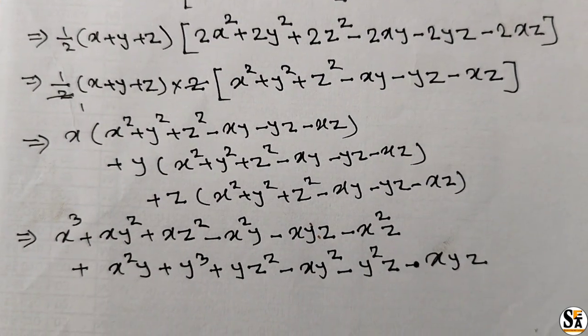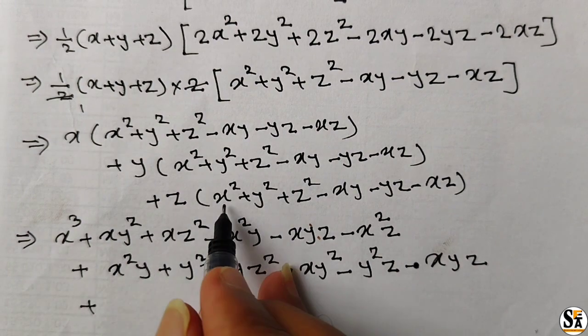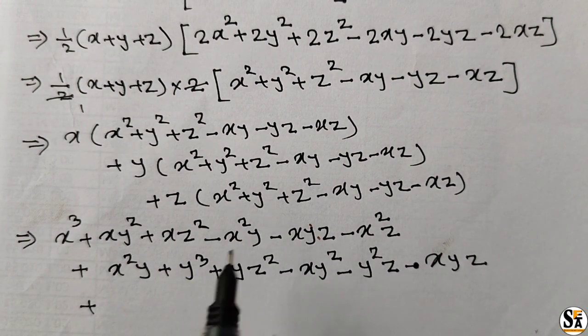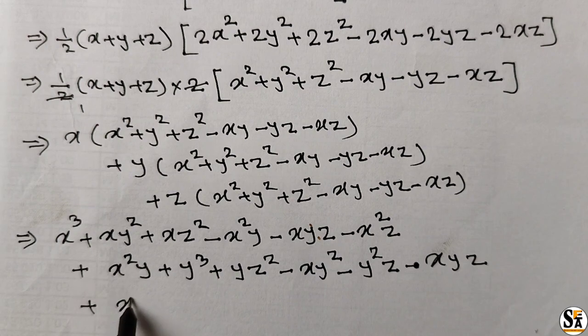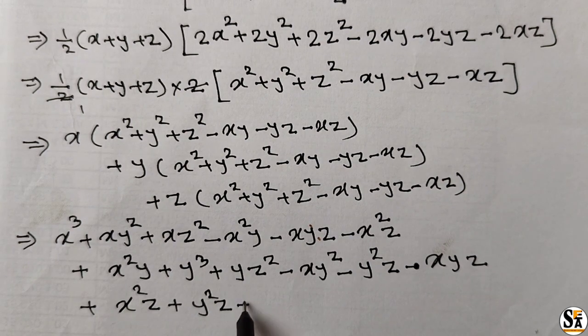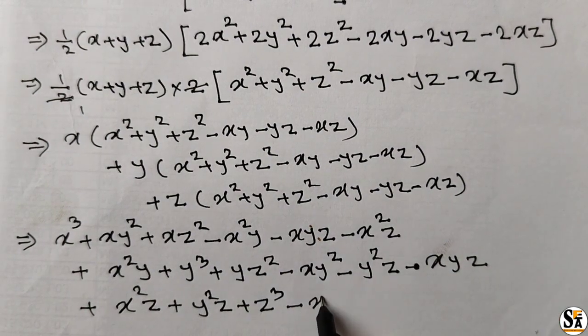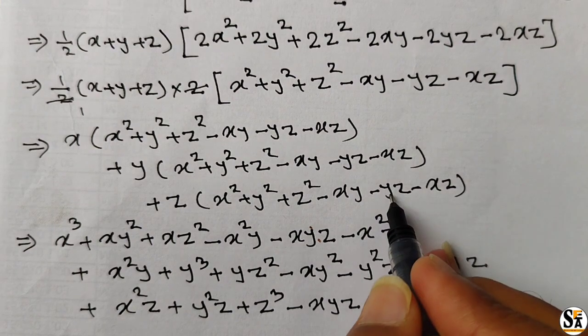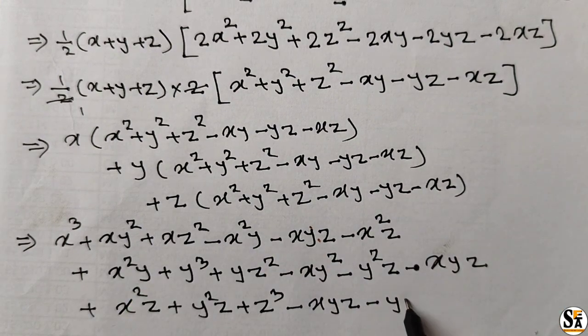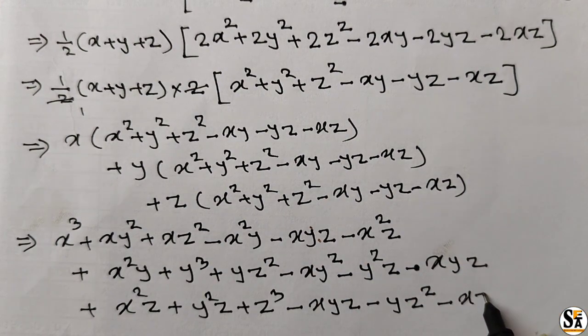And in the third bracket, the solution for this bracket is plus z into each term inside the bracket. We will keep the sequence of x, y, z as the variables. So here, x square into z plus y square into z plus z cube. Then minus xyz, minus y into z into z, that is minus yz square, then minus xz into z, that is minus xz square.